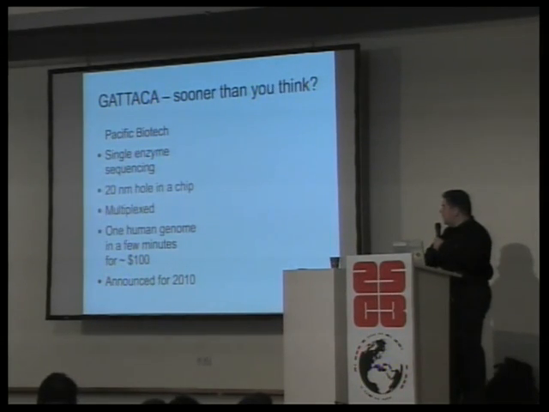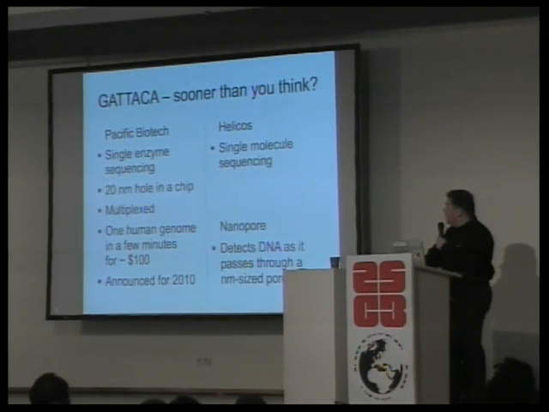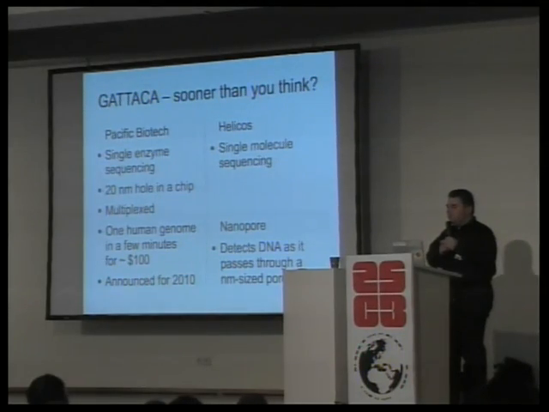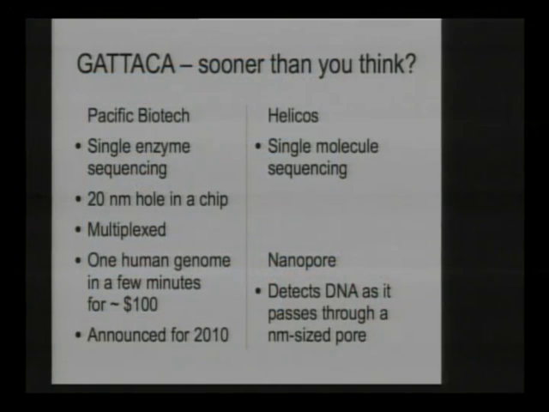And there are other companies, so there's Helicos, which will do single molecule sequencing, which will have several advantages. One, you need very little DNA for this. So here's CSI next generation.